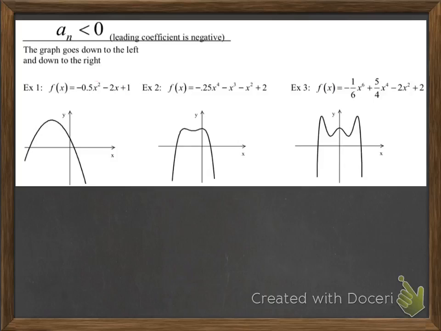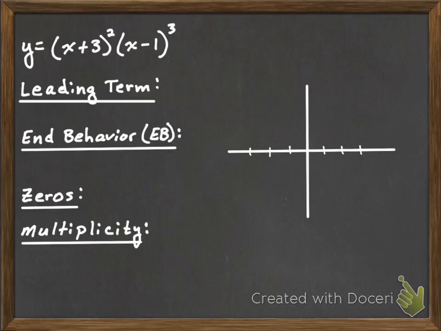Now, all of these have a leading term that is even. However, they are also negative. So we have a negative here, and a negative here. What that does is it makes your graphs go down on the left and down on the right. All right, so let's now take a look at how we put all this information together to be able to sketch a graph of our polynomials.